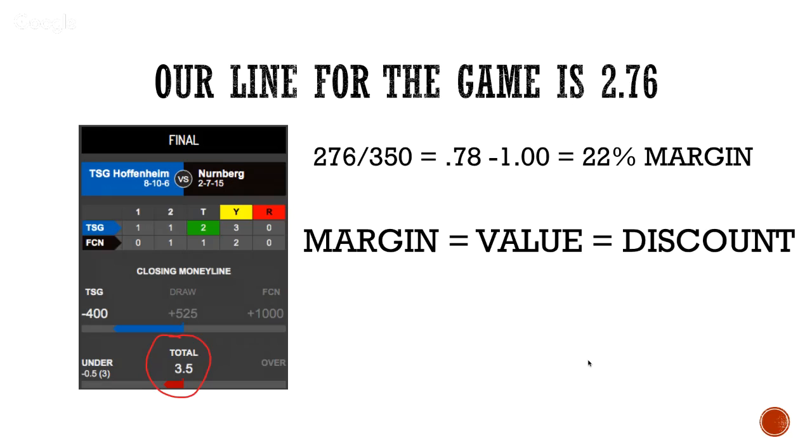Because let's say the number was, instead of 276, 325. If you're at home, I don't have a calculator in front of me, if you take 325 divided by 350, whatever that number is, subtract 1, it's going to be like 4%. See, there's no margin. That would be a no play. Whereas what we're showing you here is our line, there's a 22% margin between our line and the actual line. So that would be a play on the under.